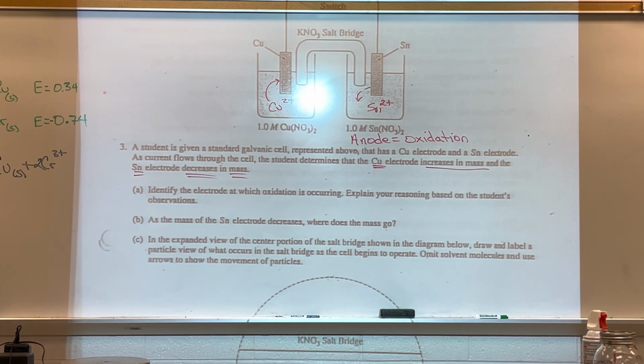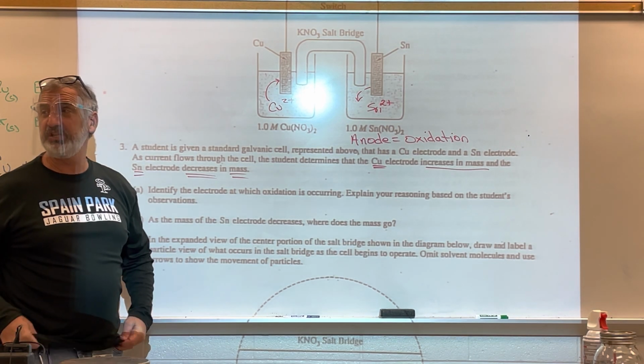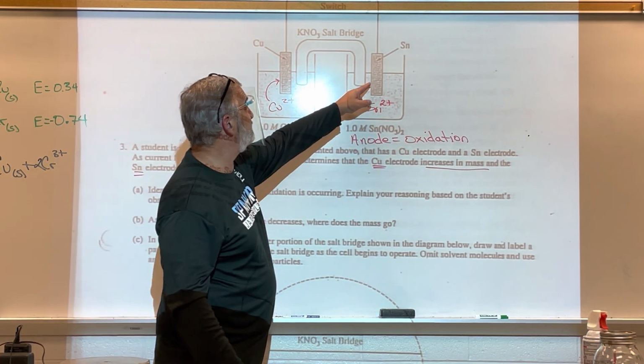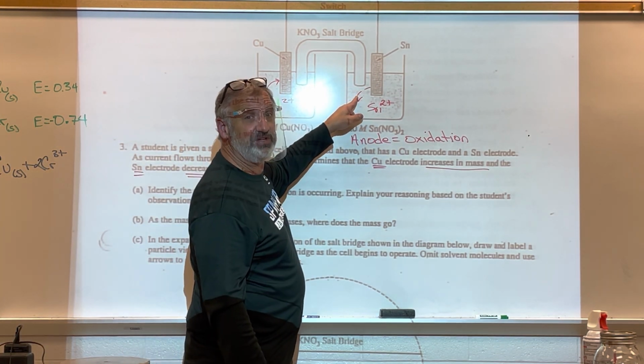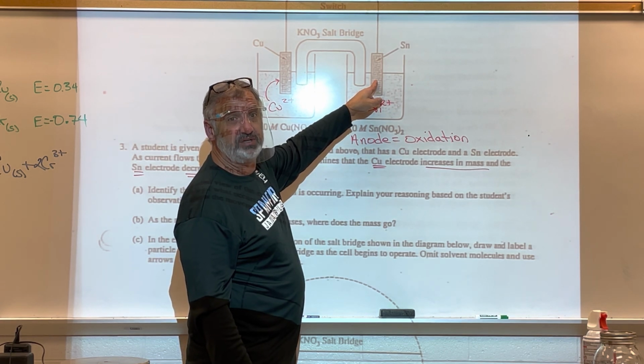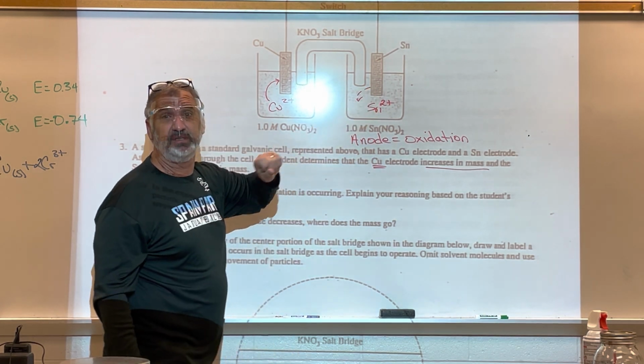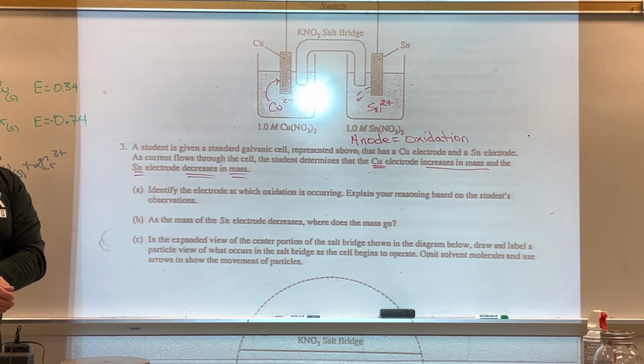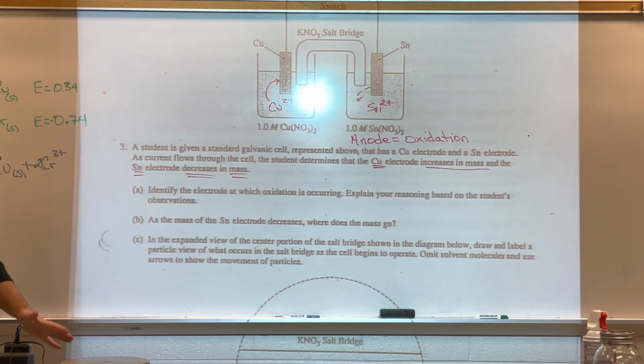Now, where does the mass go? And someone just said it: into the solution. The electrons are flowing, but the electrons aren't really contributing much to the mass. The tin is just going from here into the solution; the solution's getting heavier, this electrode's getting lighter. Total mass always remains the same because matter is neither created nor destroyed. It's such a simple question that it's almost tricky.